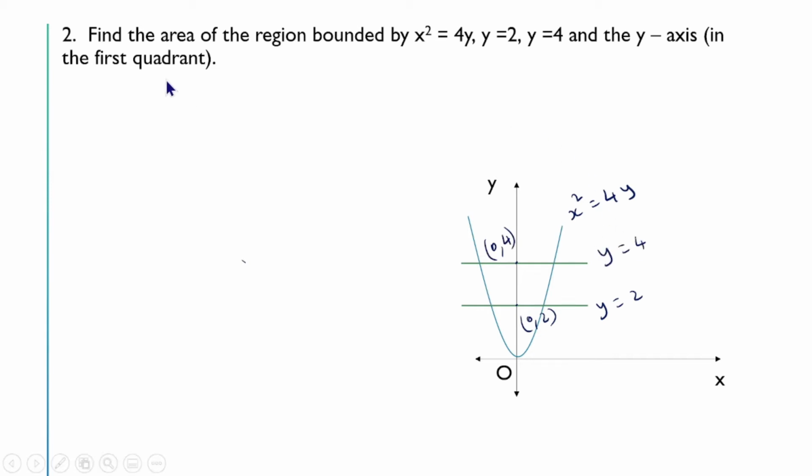Now we need to find the area of the region bounded by this curve x square equal to 4y, y equal to 2, y equal to 4 and the y-axis in the first quadrant. So the corresponding area is this part. Here again the first step is the same, required area equal to the shaded region or shaded area. So here we have to take this y-axis.